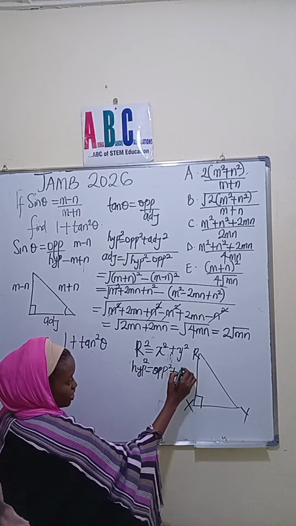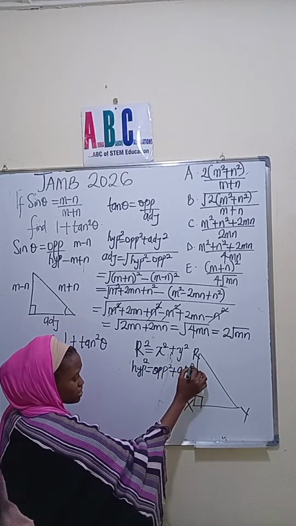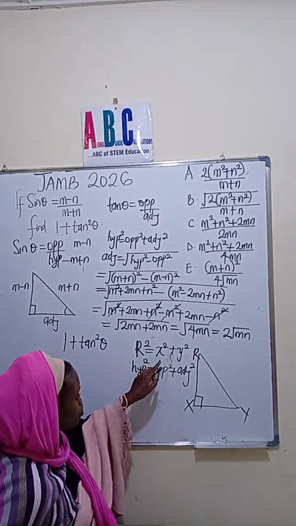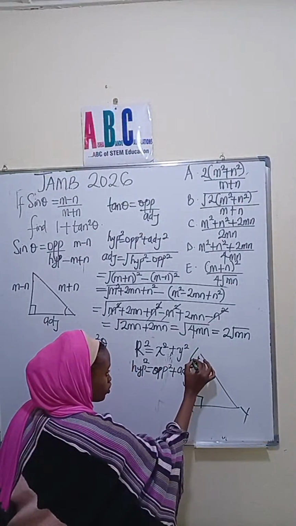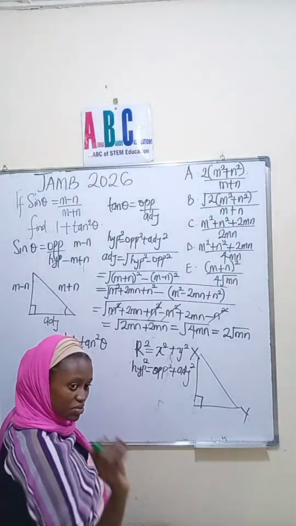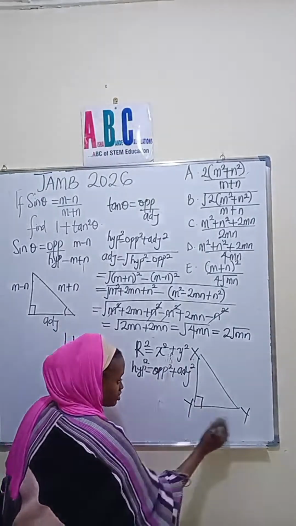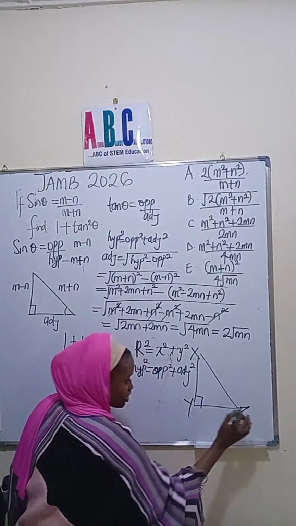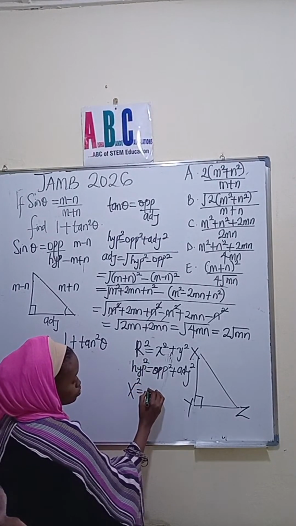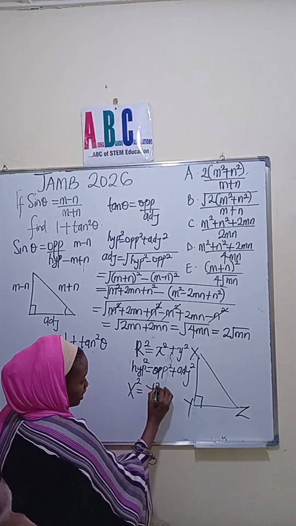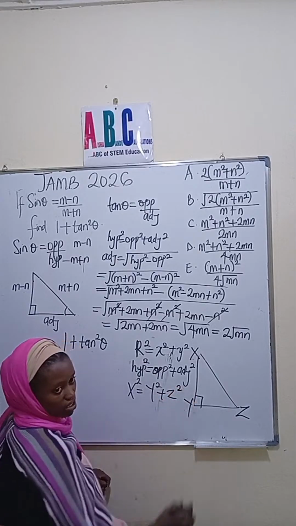Plus what? The y square, which is the adjacent. So it means the same thing. It's just letters used to represent. Some textbooks will even call it xyz and decide to say x square is equal to y square plus z square. Do you understand?